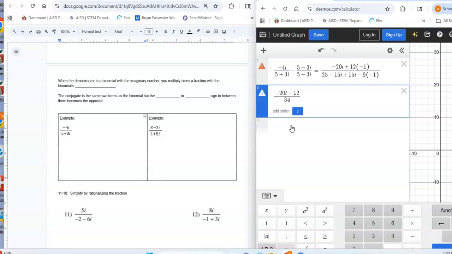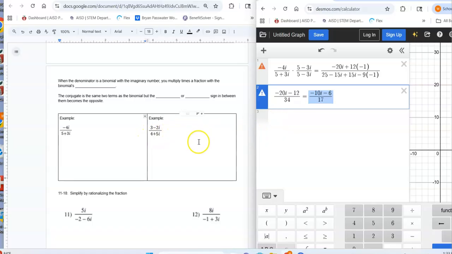But if you want to go even further, notice everything is divisible by 2. So -10i minus 6 over 17. Everything there was divisible by 2, so you can do what I just did. And that's actually the answer for that example. Oh boy. All right, how about the next one?